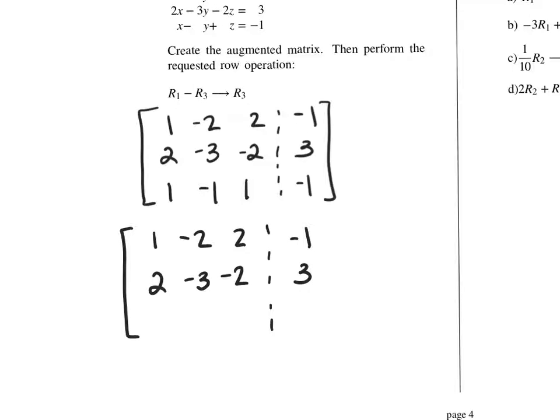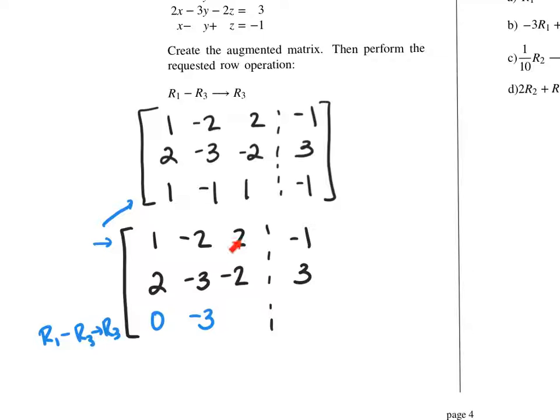But this time, I'm going to take row 1, which is here, and add it to, or subtract this row from it to get the new row, row 3. So this says row 1 minus row 3 becomes row 3. So here we go. We're going to take 1 and subtract off row 3. So 1 minus 1 is a 0. We're going to take negative 2 and subtract off negative 1. We get a negative 3.